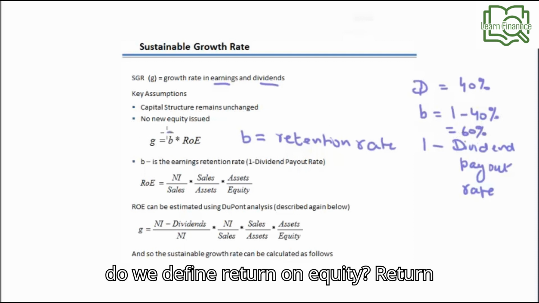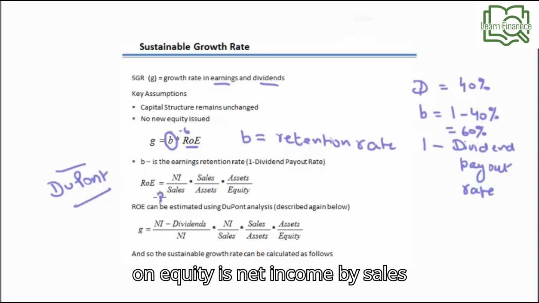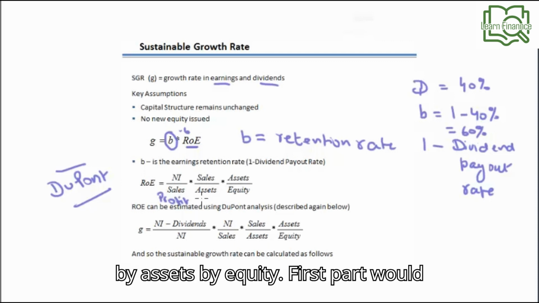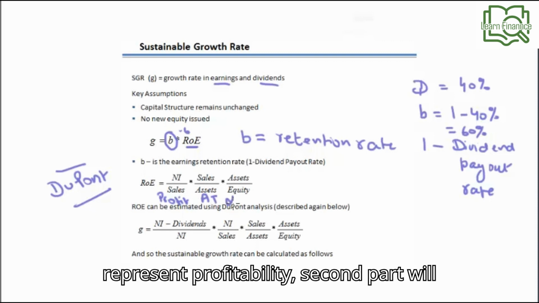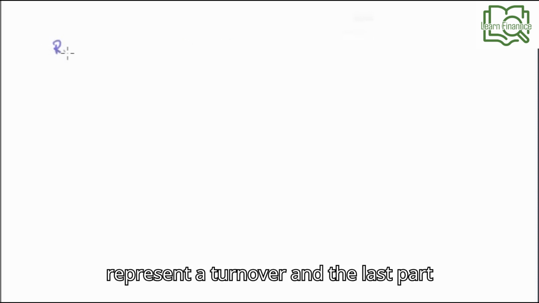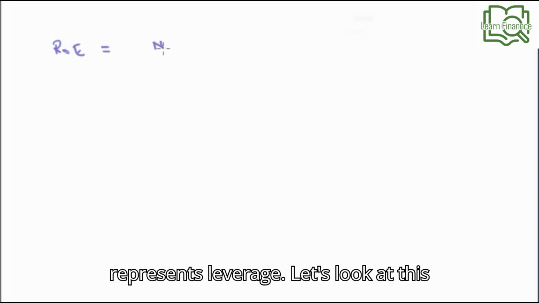How do we define return on equity? Return on equity is net income by sales multiplied by sales by assets multiplied by assets by equity. First part would represent profitability. Second part will represent a turnover. And the last part represents leverage. Let's look at this in details.